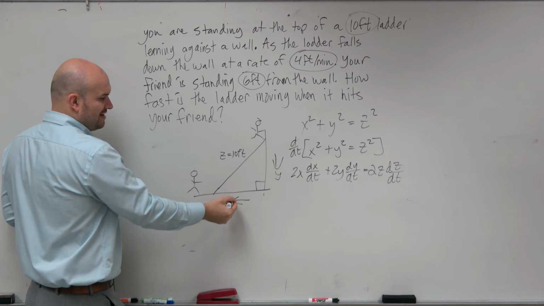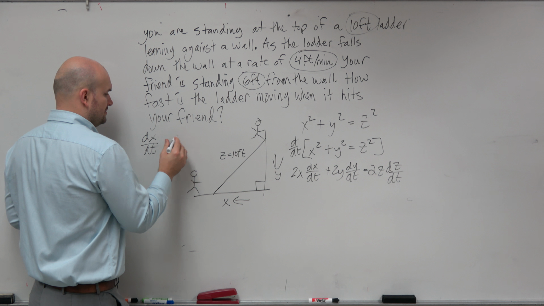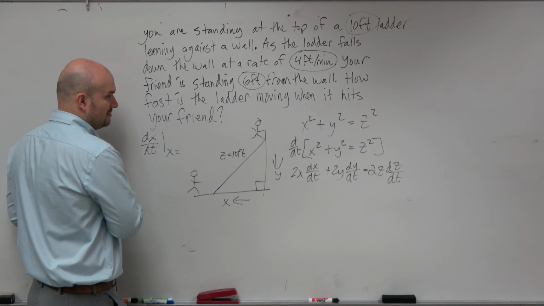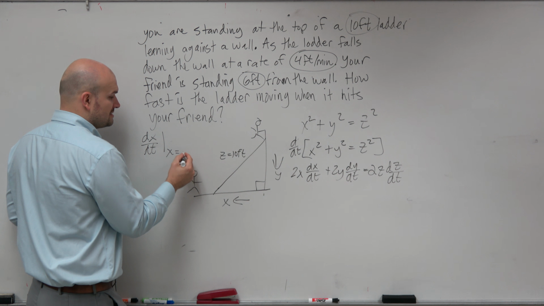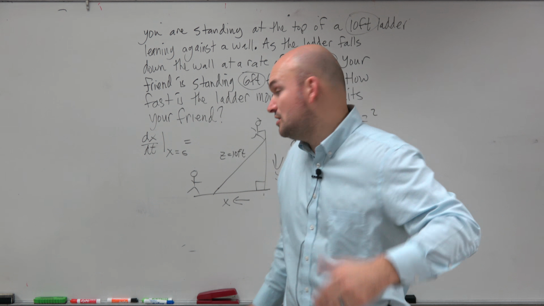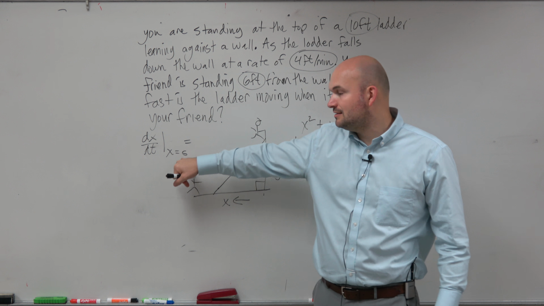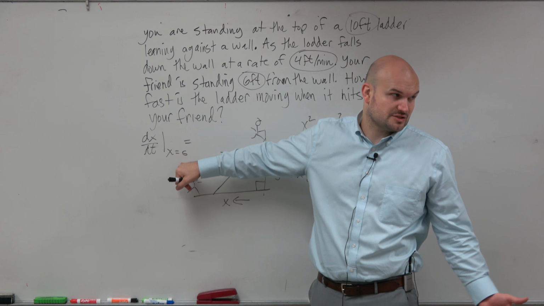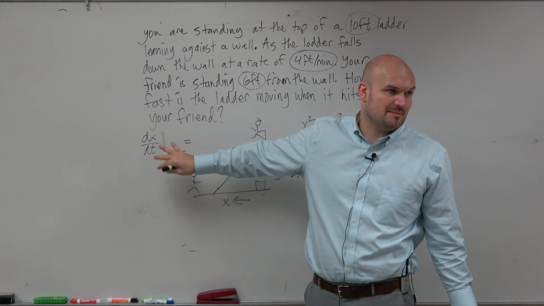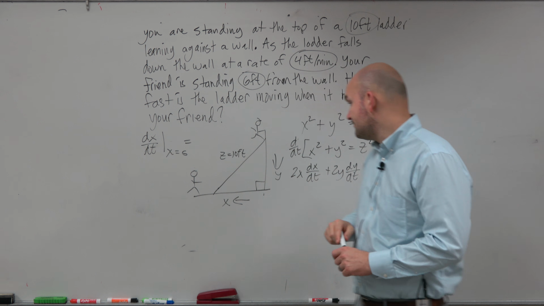So basically, we're trying to find dx/dt when x is equal to, anybody? 6. That's what we're basically trying to find: the rate of change of x, how fast that ladder is moving, when the ladder is 6 feet away from the wall, because that's where your friend is, 6 feet away. So I'm going to keep that in the back of my head. I know I don't have dx/dt. That's what I'm going to solve for.